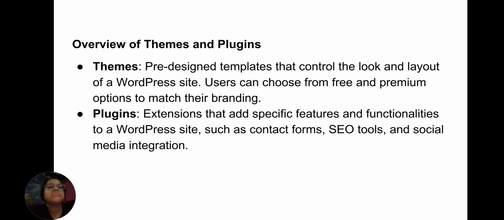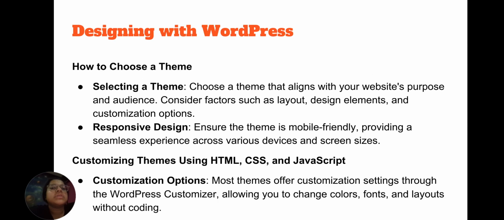Overview of themes and plugins. Themes are pre-designed templates that control the look and layout of a WordPress site. Users can choose from free and premium options. Plugins are extensions that add features or functionalities to WordPress sites, such as contact forms, SEO tools, and social media integration.